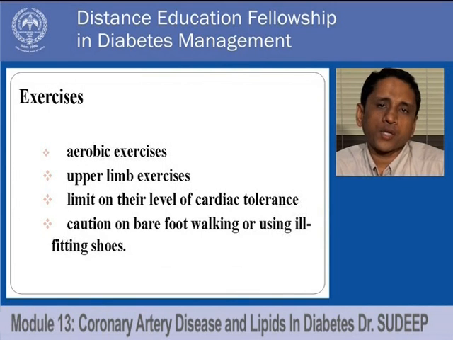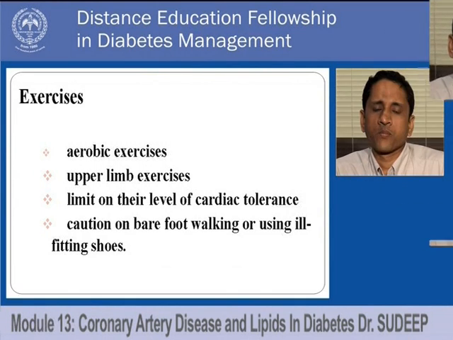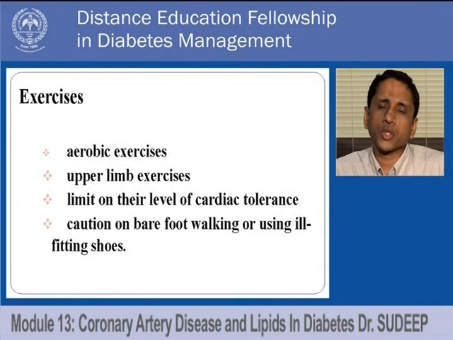In those patients who are having a peripheral neuropathy or a high risk foot or peripheral vascular disease, recommending a walking exercise or a running exercise is not feasible. In those patients, a sitting upper limb exercise has to be recommended. And for those patients who are having cardiac failure, the limit of the exercise should be based on the cardiac tolerance. Also, patients need to be cautioned against barefoot walking and using ill-fitting shoes.